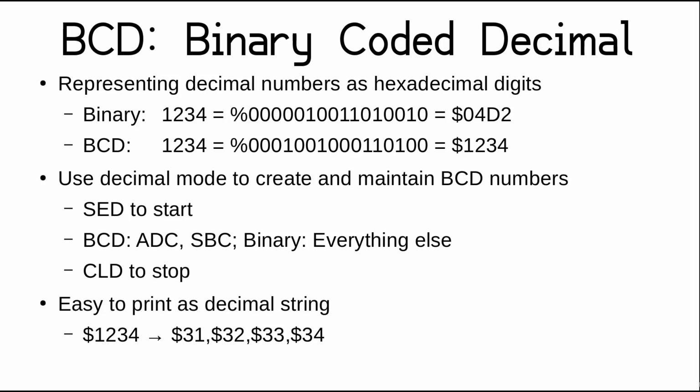The rest of the instruction set is unaffected and will continue to treat values as binary. Once you are done doing BCD math, you can exit decimal mode with a CLD, or clear decimal instruction, which will clear the D bit. Then, with a BCD value, you can simply print it as ASCII or PETSCII by pulling out each nibble from the most significant on down and OR it with hex 30 to get the corresponding number characters.